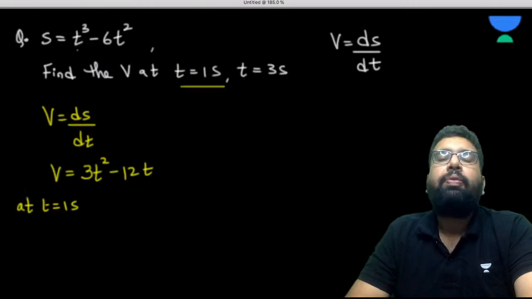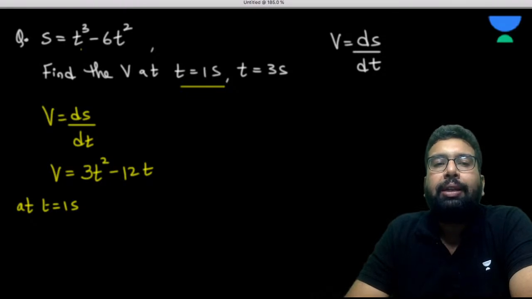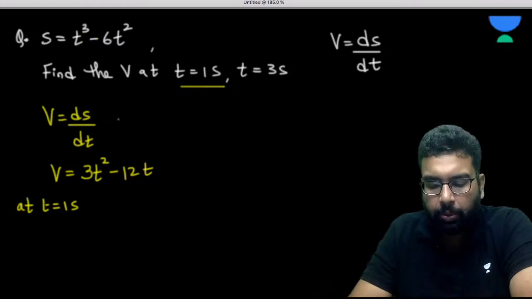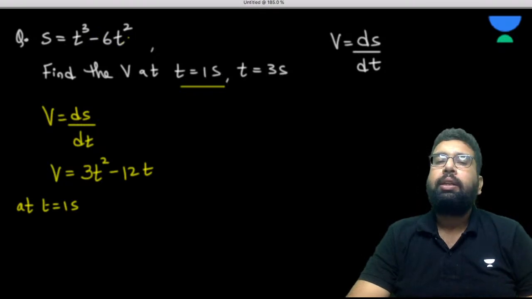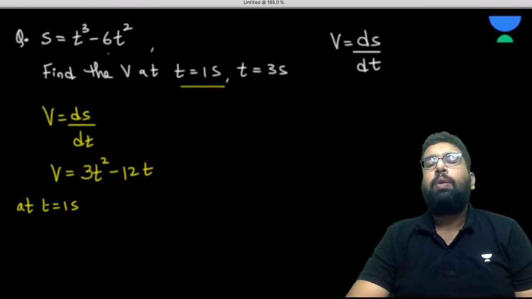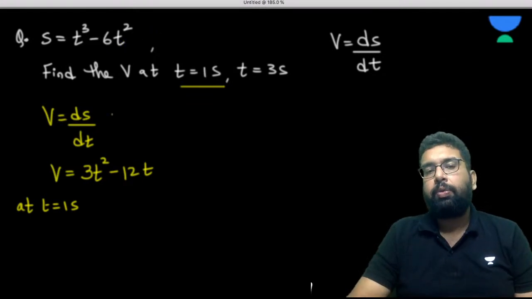When we differentiate t cube with respect to t, what is n? n is 3, so this is 3, and n minus 1 is 3 minus 1, that is 2. Similarly, 6t square: 6 is a constant, so it stays outside. t square becomes 2t to the power 2 minus 1, that is 2t. So we get this.